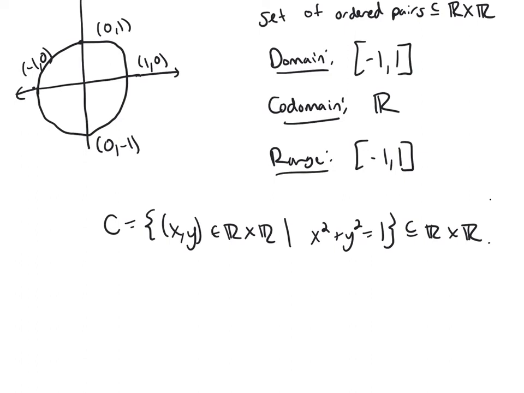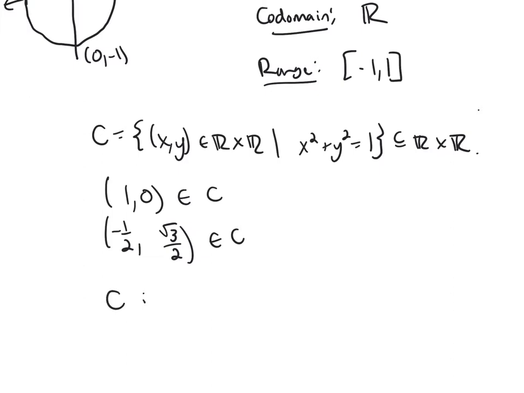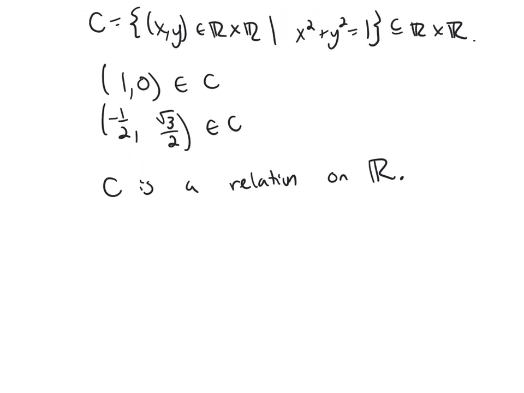And then we have, for example, (1, 0) is in this relation, or is in, I guess I should say, C here. We also have (-1/2, square root of 3 over 2), that's also in C. And so C is an example of a relation on the real numbers R. Let's look at another example of a relation on a set A.